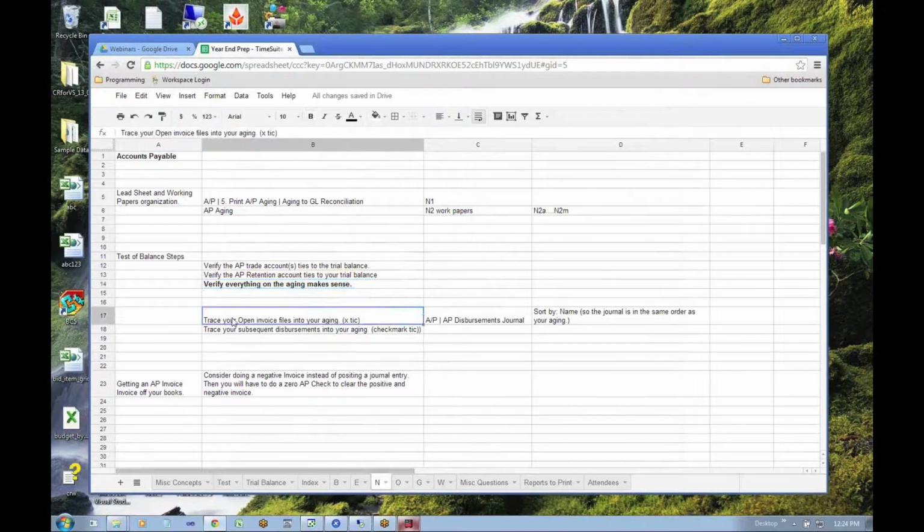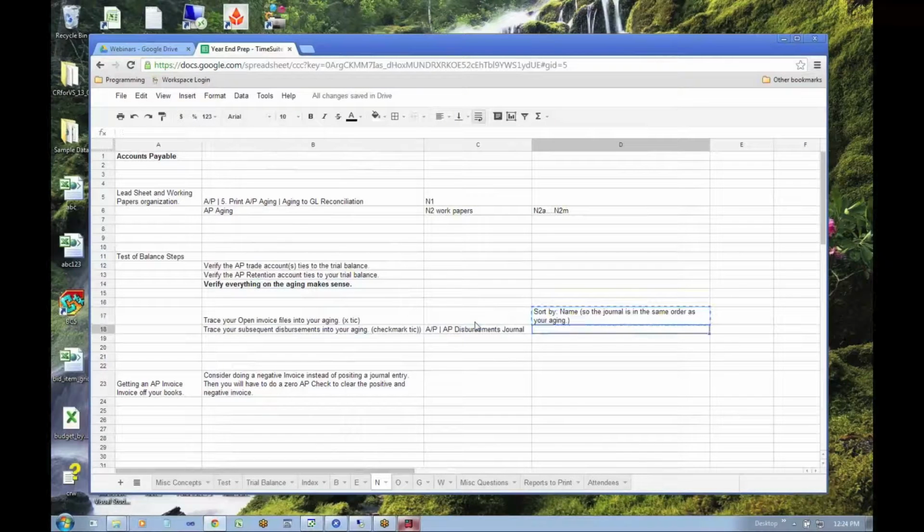Okay, so make sure it all makes sense, and then trace your open invoice files into your agings, like an X tick mark, for example. Then trace your subsequent disbursements into your agings, like a check mark tick. And the AP disbursements journal would be like your subsequent disbursements journal. Let me move that down one.